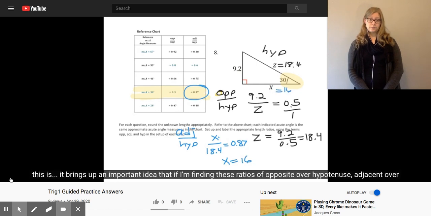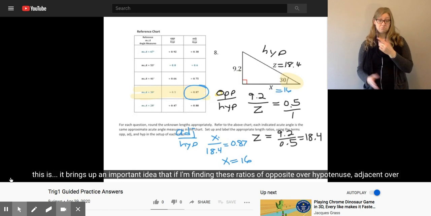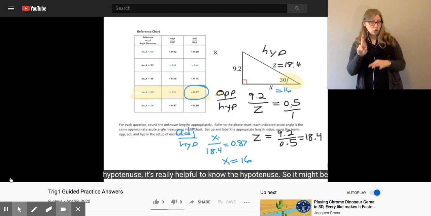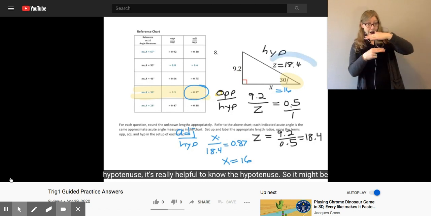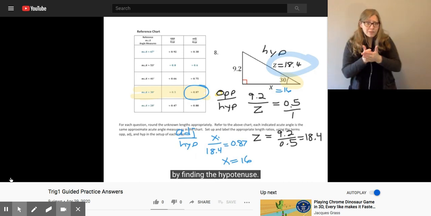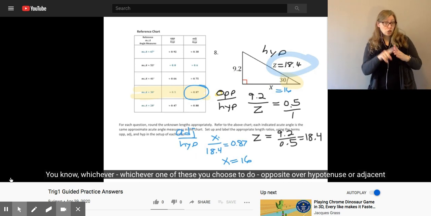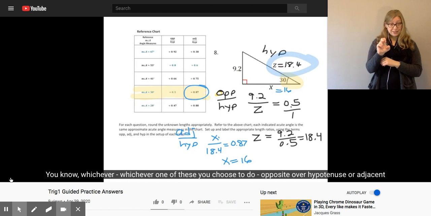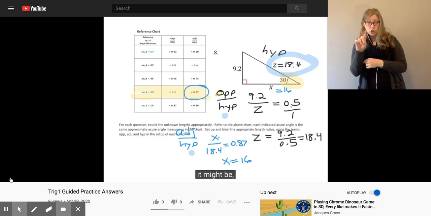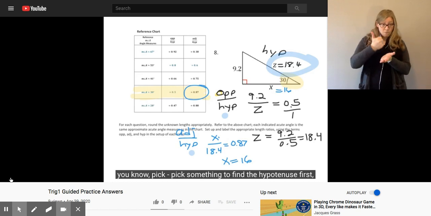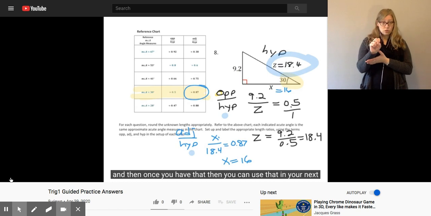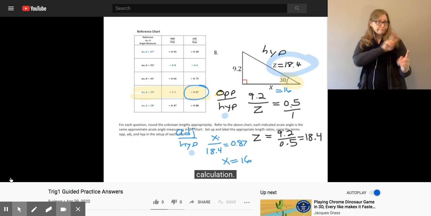Now, this brings up an important idea: if I'm finding these ratios of opposite over hypotenuse or adjacent over hypotenuse, it's really helpful to know the hypotenuse. So it might be helpful to start by finding the hypotenuse, whichever one of these you choose to do. Pick something to find the hypotenuse first, and then once you have that, you can use that in your next calculation.